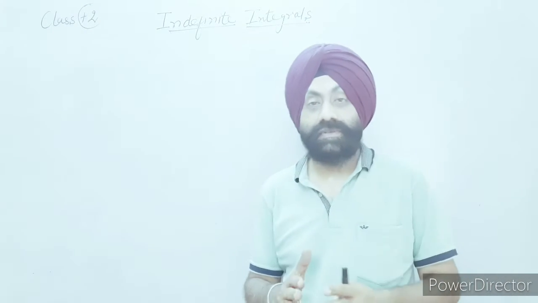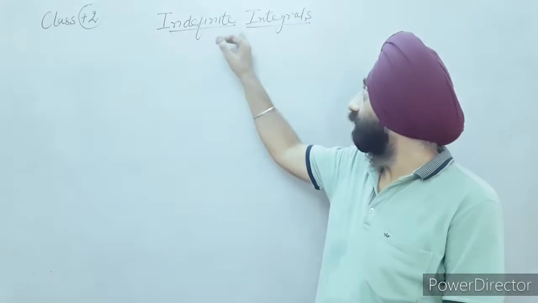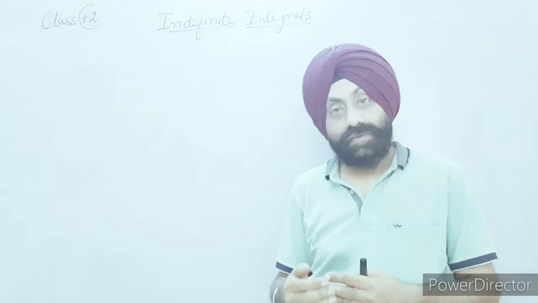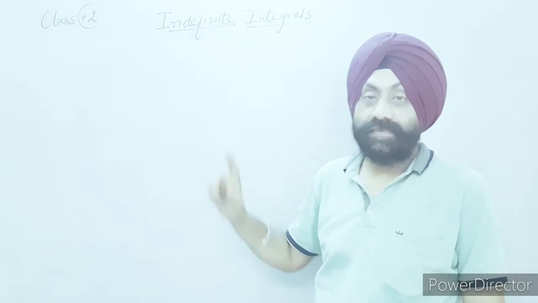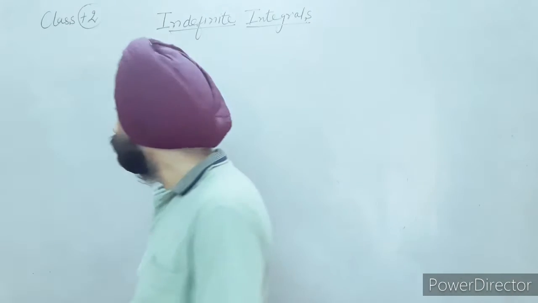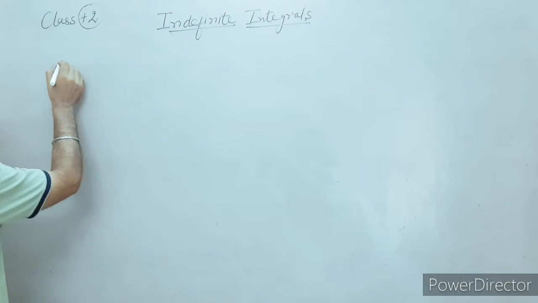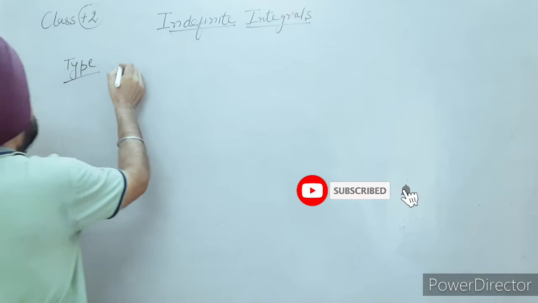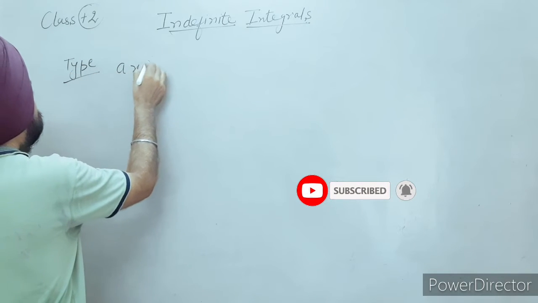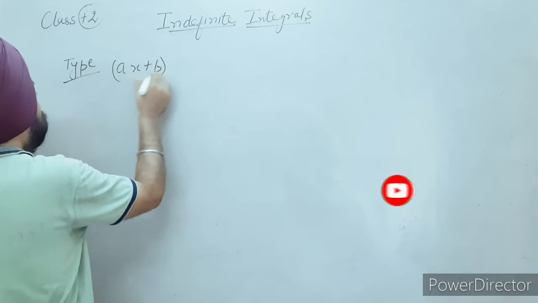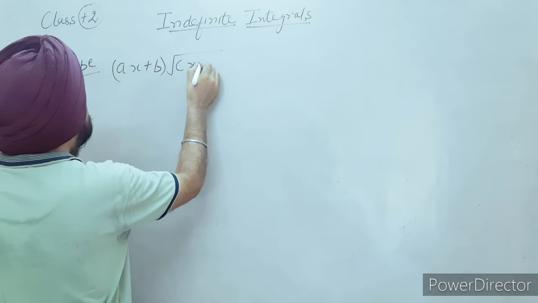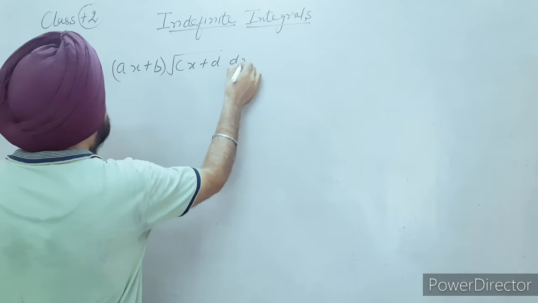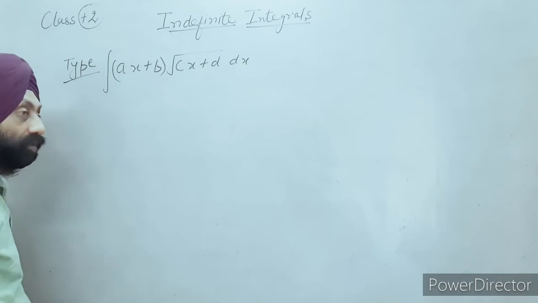Today I am going to continue with the chapter of indefinite integrals. We are going to do some more types from this chapter. The very first type I would like to discuss today is type number 1, the first type of today's lecture. It is the integral of ax plus b into under root of cx plus d dx.